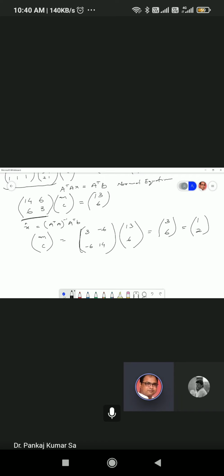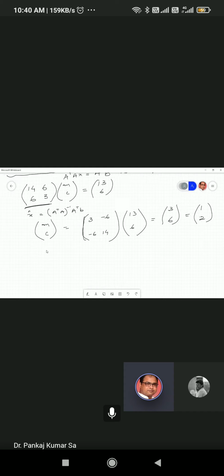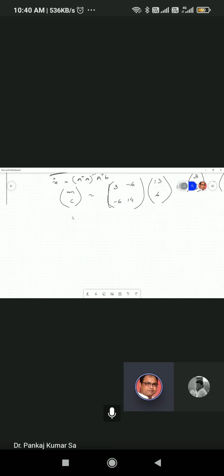Okay. I'll take another example from the book, actually, that is much more realistic. That particular example, you try to correlate, try to understand what exactly the things are. From one of the books I'm taking. Let us say A is equal to 1 1 0, 2 3 0, and B is equal to 4 5 6.